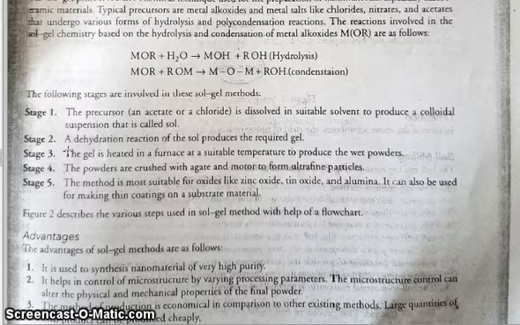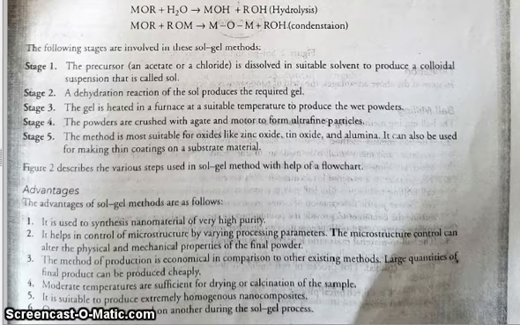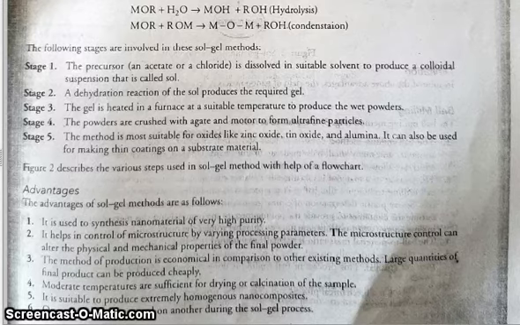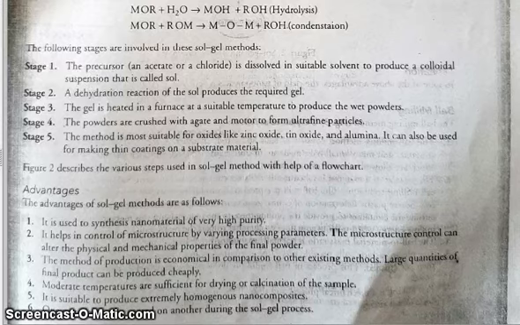Advantages, what are the advantages of the sol gel method? It is used to synthesize nanomaterials of very high purity. First advantage is that. Second, it helps in the control of microstructure by varying processing parameters. The microstructure control can alter the physical and mechanical properties of the final powder, right? So the method of production is economical. In the case of the sol gel method, large quantities of final product can be produced cheaply, we can say.